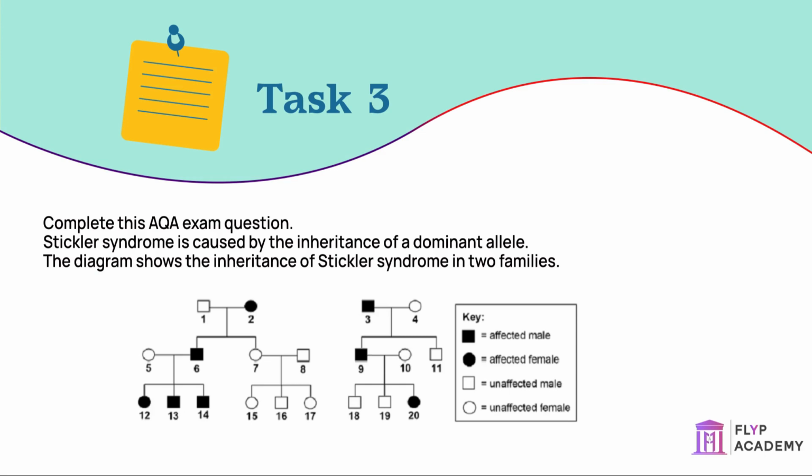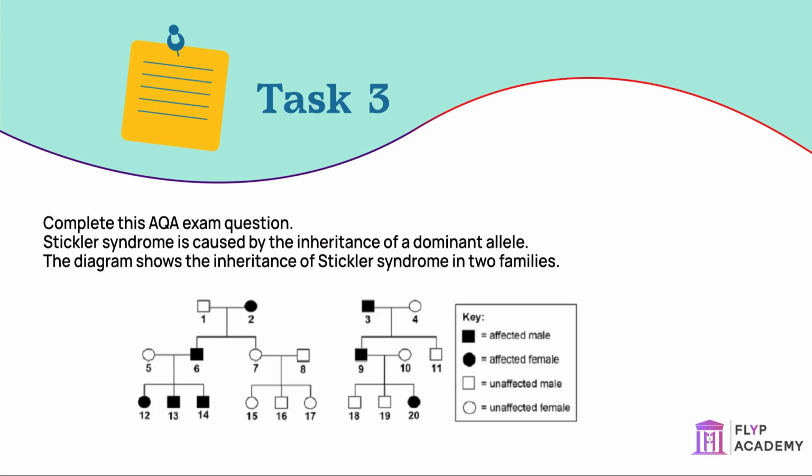Person 7 and person 8 do not have any A alleles as they are unaffected, the recessive characteristic, so they must have the genotype aa, meaning that their offspring can only inherit a alleles.